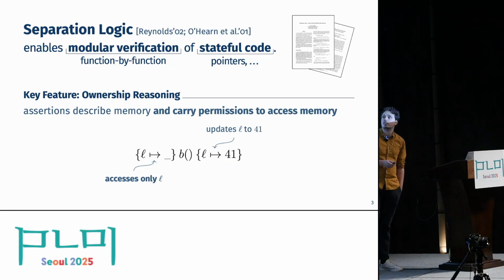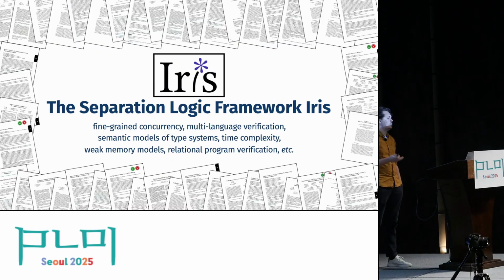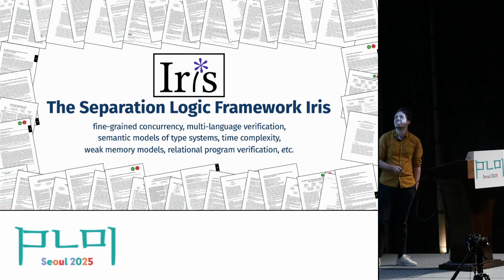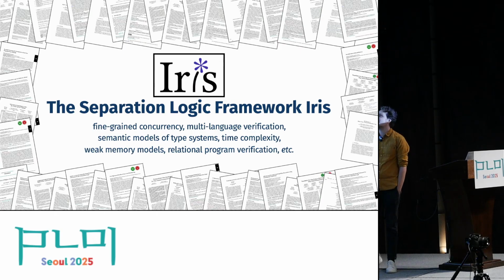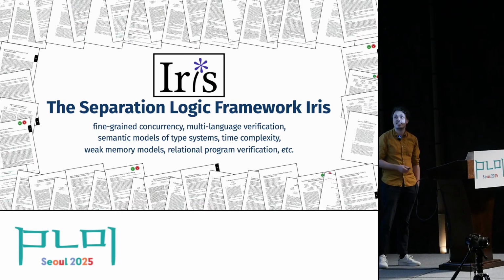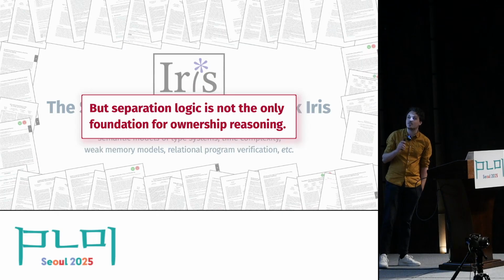And one separation logic that has been particularly popular over the last couple of years is the separation logic framework Iris, which you can use for all kinds of verification, including fine-grained concurrency verification, multi-language verification, and for developing semantic models of type systems, and much more. But, shocker, separation logic is not the only foundation for ownership reasoning, and Iris is not the only tool out there.